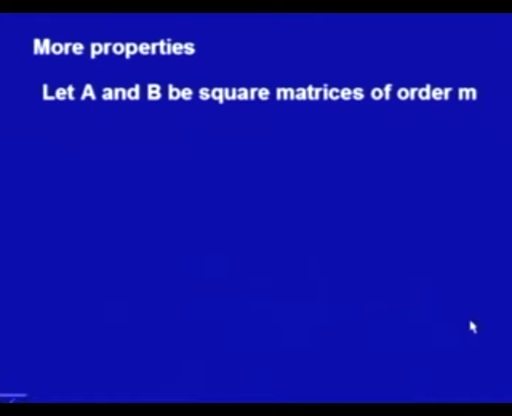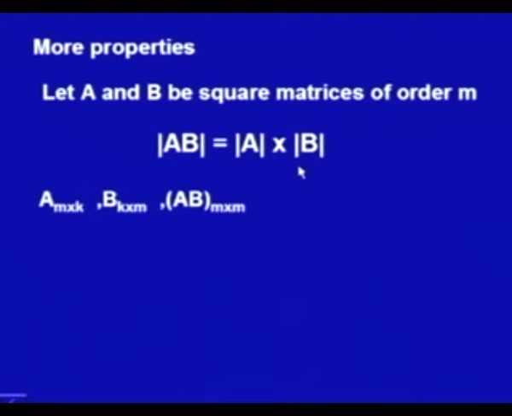But if we have two matrices A and B of order m, then the determinant of the product AB is equal to determinant of A into determinant of B. So, this property does not hold for addition, but this property holds for products. Here one has to be very careful.